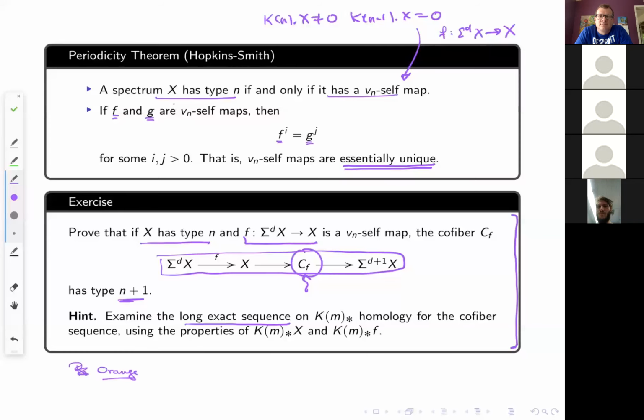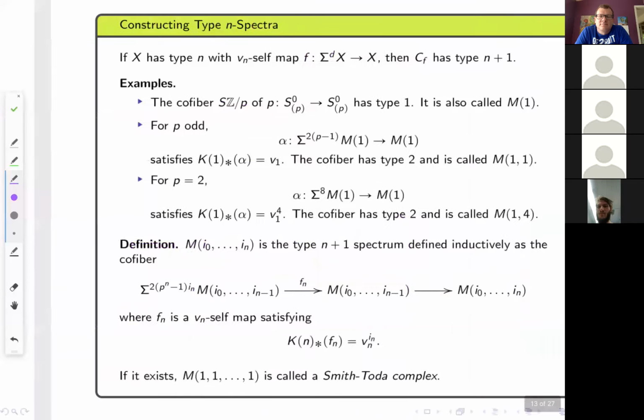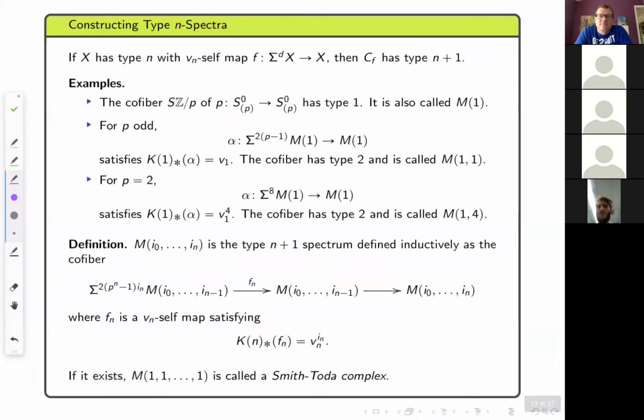So let's see that in action. Let's talk about constructing type n spectra. Suppose that X has type n and it has a Vn self-map. Then the cofiber has type n plus 1. That's just a sentence I wrote, I just rewrote it here so you can look at it.